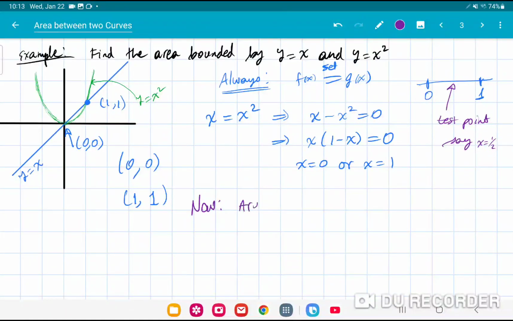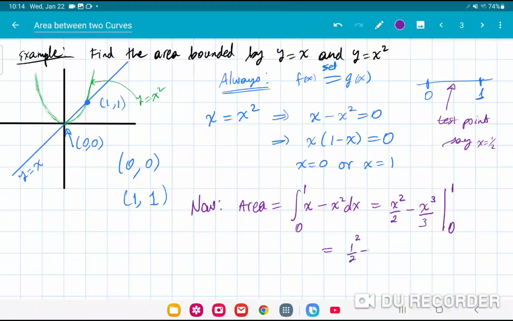So the area is the integral from 0 to 1 of the top function minus the bottom function, which is x squared over 2 minus x cubed over 3. That's the integral of x is x squared over 2. Integral of x squared is x cubed over 3. We'll evaluate that from 0 to 1, which gives us 1 squared over 2 minus 1 cubed over 3 minus 0 squared over 2 minus 0 cubed over 3. That's your f of b minus f of a.